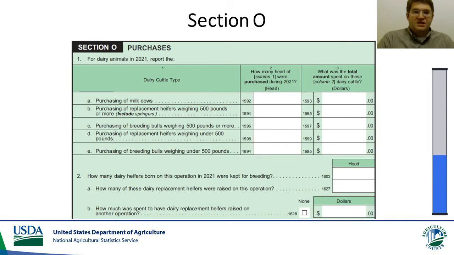The purpose of Section O is to collect information on purchased cows, heifers, and bulls kept for breeding. Question 1 asks about purchased dairy livestock by type and cost. Question 2 asks how they will replace breeding stock, whether by purchasing cows, bulls, and replacements, or by keeping heifers as replacements for breeding.